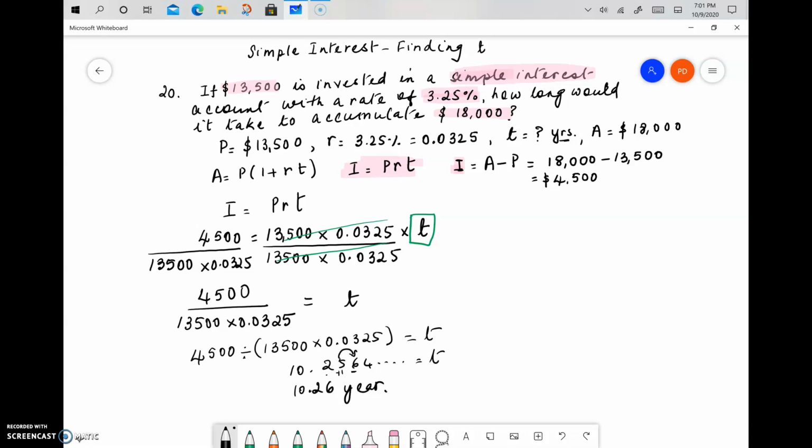Now another way in which you can enter these numbers into the calculator is you can go 4,500 divided by 13,500 divided by 0.0325. You'll get the same answer if you enter it this way, and the answer is 10.26 years.